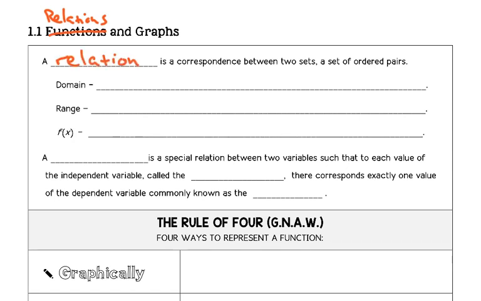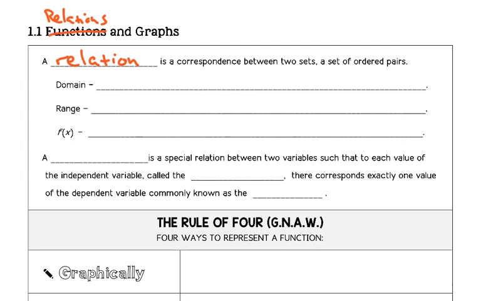So let's start off with some definitions. A relation is a correspondence between two sets, or equivalently, it's a set of ordered pairs. And we'll see examples of this later on in our guided notes. For the two sets that make up this relation, we're going to call one of them the domain and one of them the range.